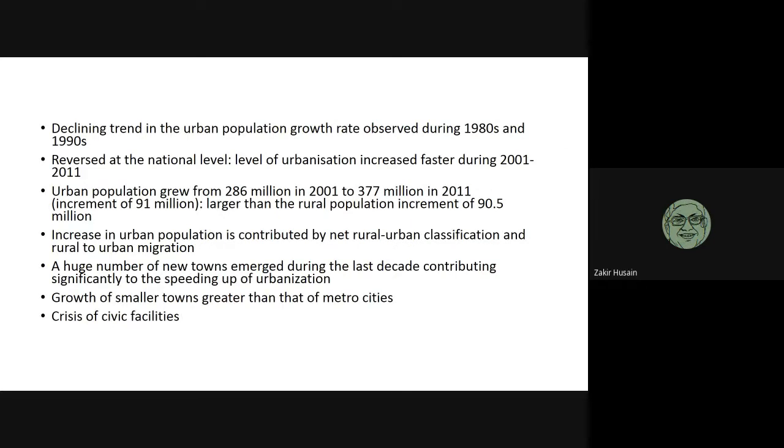So in the 80s and 90s, starting from the 80s, there was a declining trend in the urban population growth. So urbanization was going to plateau off. One would expect that this trend will continue, but it did not. It reversed. Urban population growth, that is the level of urbanization, was faster in this current millennium. Urban population increased sharply, and the increase was more than the increase in rural population.